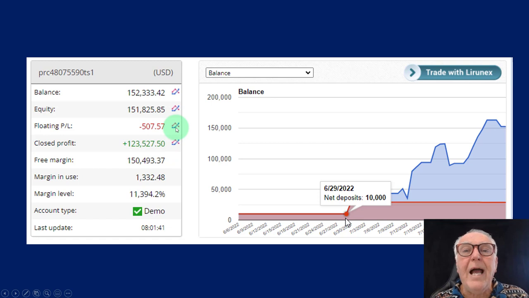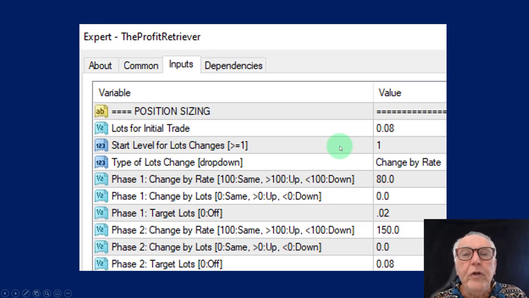Now let's have a look at how the Profit Retriever changes the lot sizing to create great returns. Now the strategy I'm going to show you is a very good one, and it does produce good results. It may not be the strategy that the leader is using at the moment. But why I want to show you this is to give you a feel of how the Profit Retriever uses lot sizing to make lots of money.